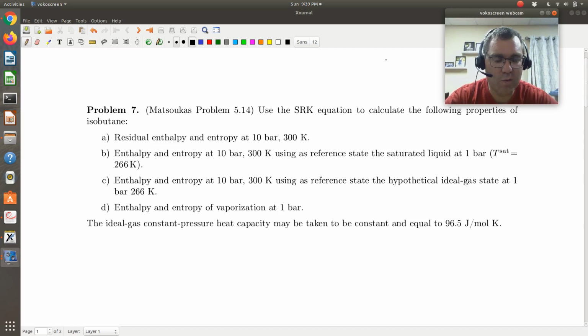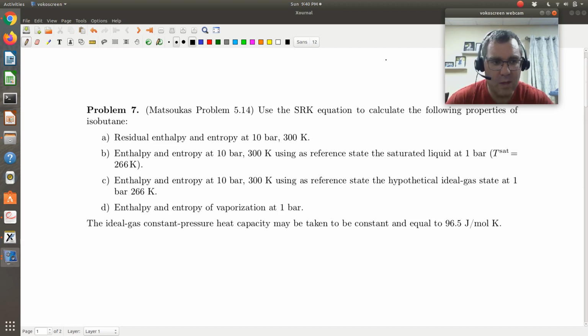And so in this one, I won't do any number crunching, but hopefully just in setting it up, you'll be able to take care of that yourself. So use the SRK equation to calculate the following properties of isobutane: residual enthalpy and entropy at 10 bar 300 Kelvin, then enthalpy and entropy at 10 bar 300 Kelvin, using as a reference state saturated liquid at 1 bar. Then C, we're repeating, but using as a reference state hypothetical ideal gas state. And then D, the enthalpy and entropy of vaporization at 1 bar.